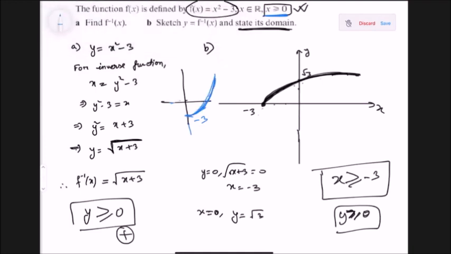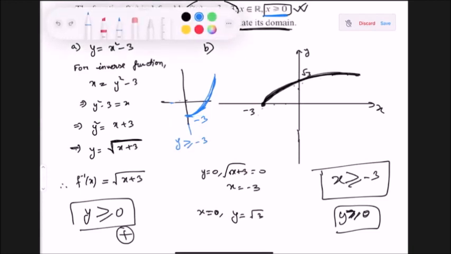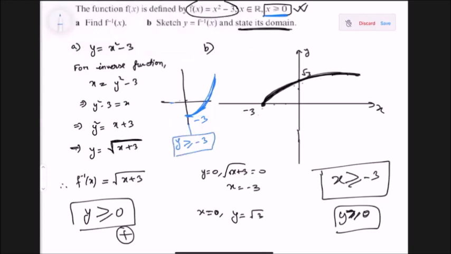X is greater than 0, and just by looking at this portion, we can say that y is greater than minus 3. This is the lowest point, so this is the minimum point. Y has to be greater than minus 3. So for the original graph, x was greater than 0 and y is greater than or equal to minus 3. This is where you can cross check.